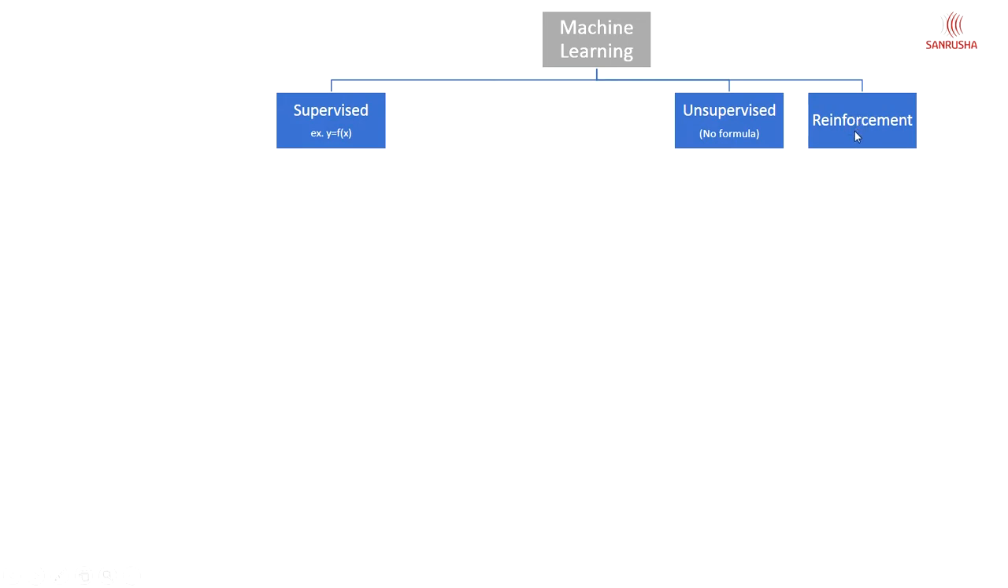Reinforcement is basically trial and error. The logic is derived based on trial and error. So you keep doing some things with the data, and based on the outcome, you decide the next action.